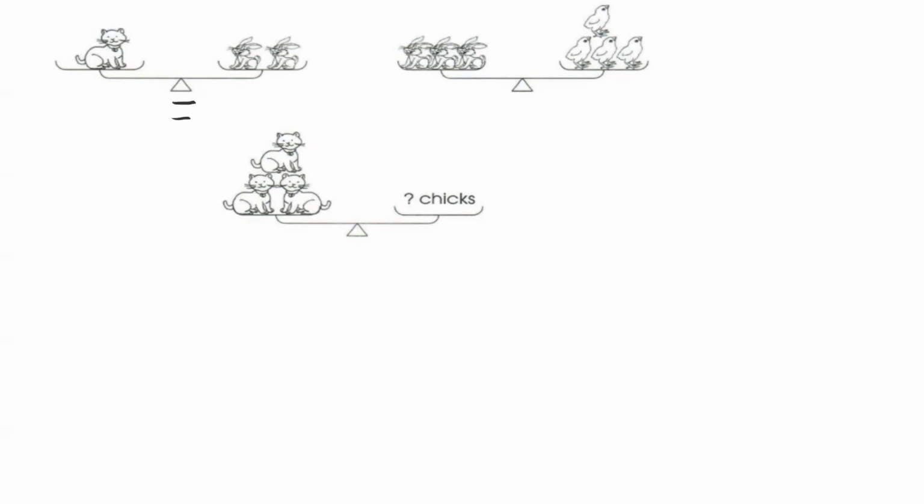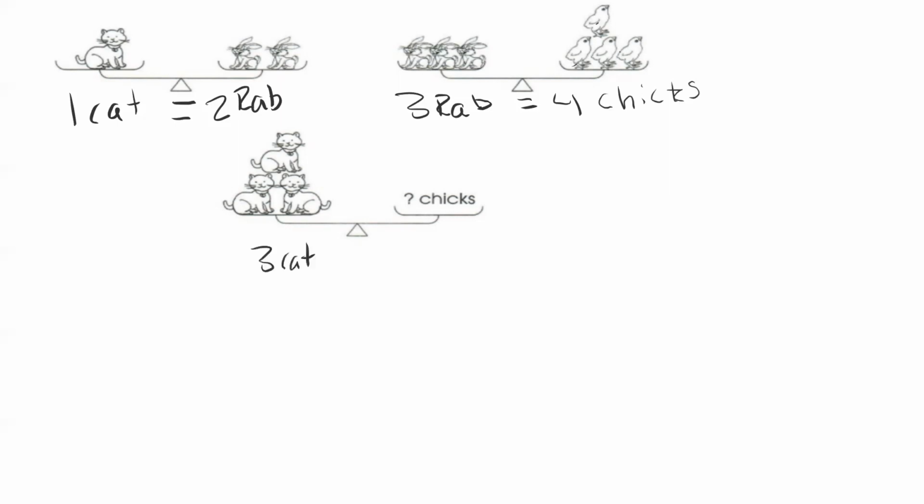One cat equals 2 rabbits. 3 rabbits equals, because the triangle means equal, 1, 2, 3, 4 chicks. Here we have 1, 2, 3 cats. 3 cats equals some number of chicks.